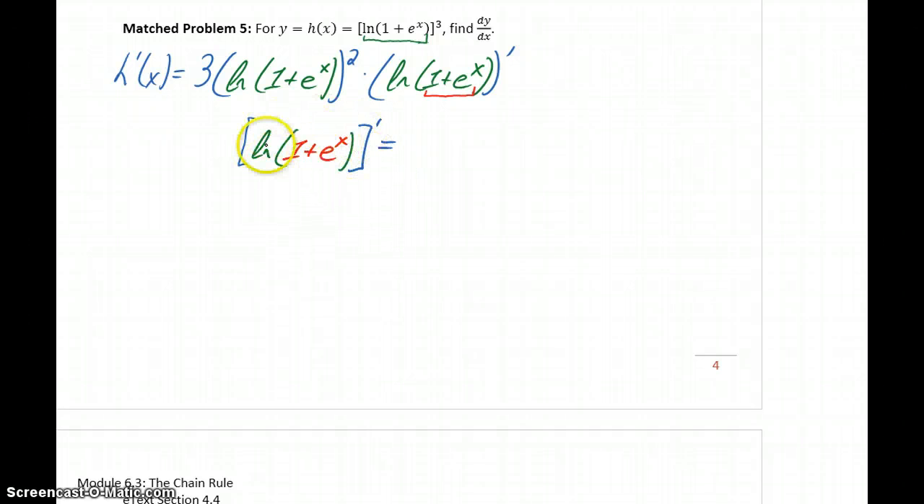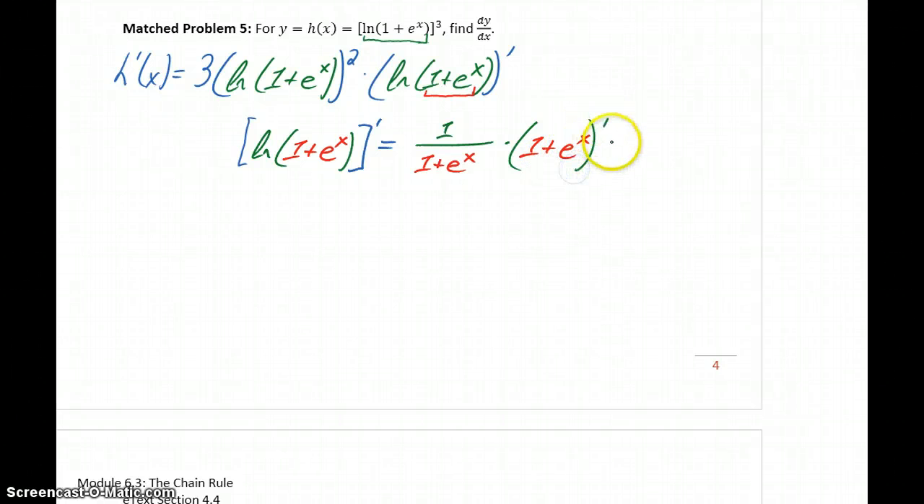So what we need to focus on is finding the derivative of the natural log of 1 plus e to the x. Like I said, that's already a composite function. In this case, we're taking 1 plus e to the x and plugging that into the natural log of something. So in order to take the derivative of the natural log of 1 plus e to the x, we apply the chain rule a second time to just this part of the problem.